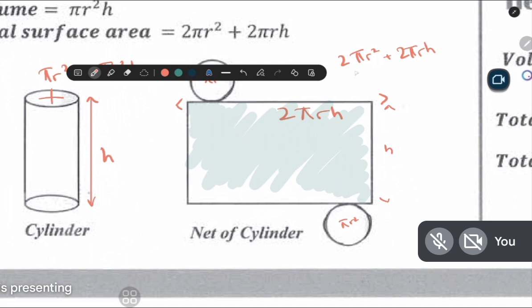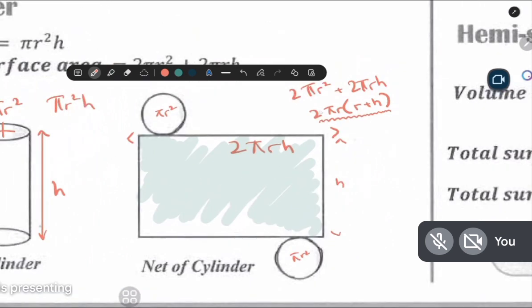Now, if you look closely, you can see that there are some terms that we can take common. For example, 2 pi r, if we take common from both sides, r plus h. Did this make sense? So, yes or no?